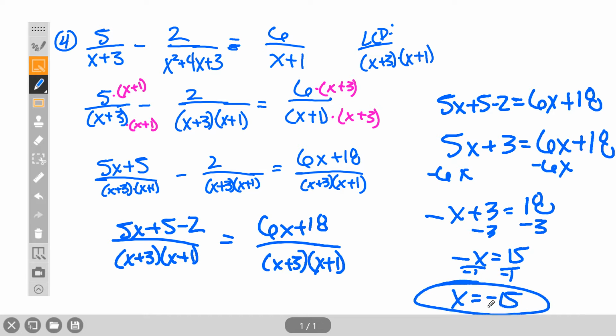Make sure to check that this is a valid solution. All right. The only solutions we were trying to avoid here were negative 3 because of this one and negative 1 because of this one. So negative 15 is totally fine as a valid solution.